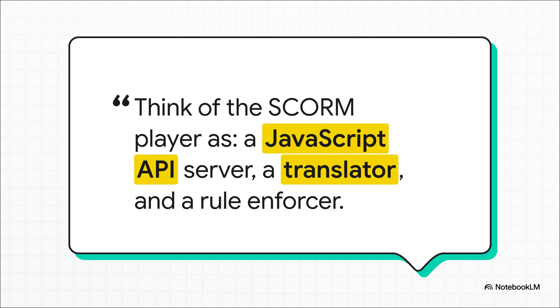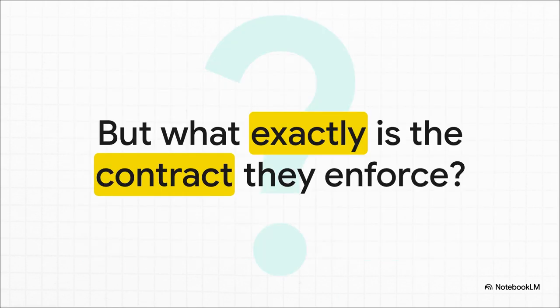Okay, let's dive in with the single most important analogy to keep in your head. A SCORM player isn't just a passive window where content lives. No. It's an active participant. It's like a mini server that provides a JavaScript API. It's a translator that understands the language of the SCORM data model. And maybe most importantly, it's a rule enforcer, making sure both the content and the LMS are playing by the rules of the spec.